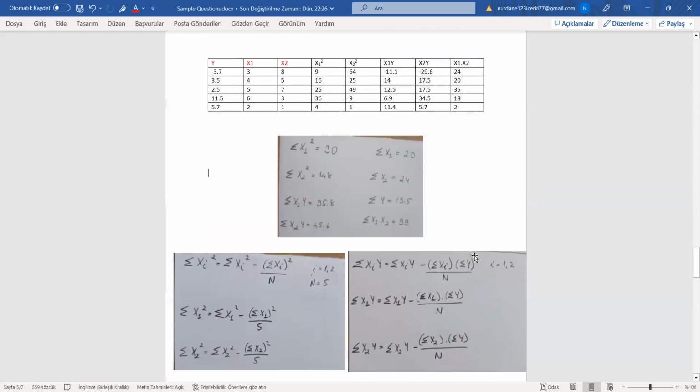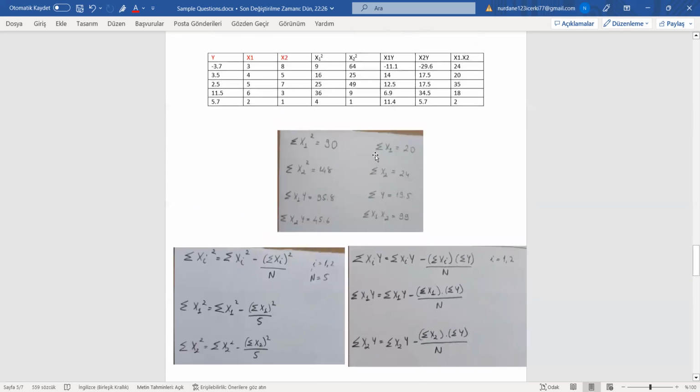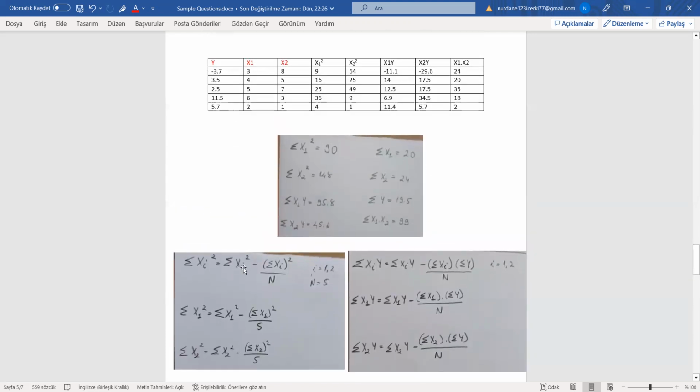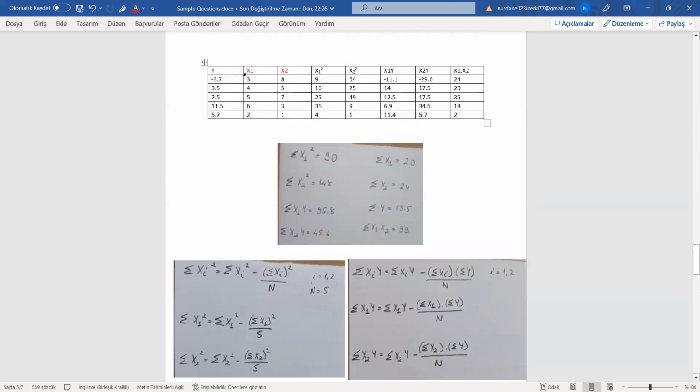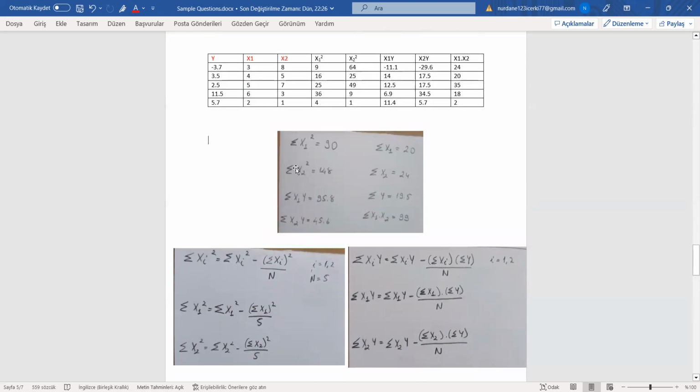Okay, in here, these x1, x1 square values are our main variables' values. What I mean is, in here these are already given values. But in this part we are trying to find the independent variables' values, so don't be confused about that. By using these values, we will find our independent variables' values.